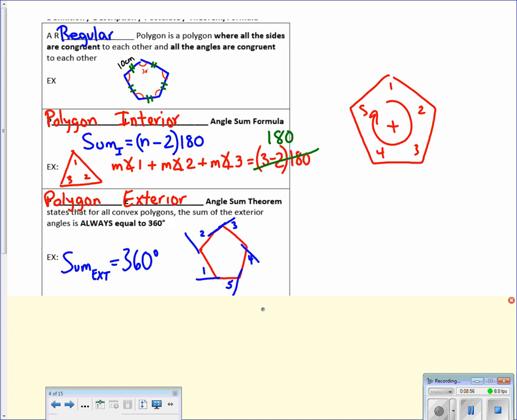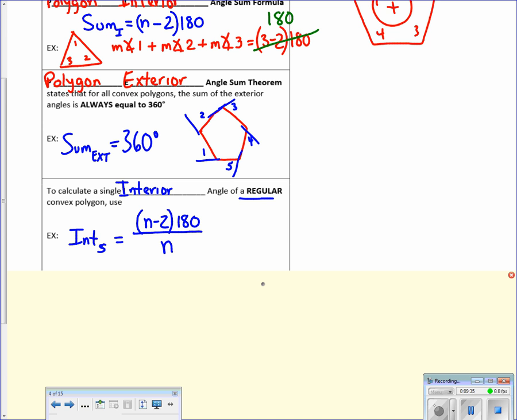Now the polygon exterior angle sum theorem is much easier. It basically says this: no matter how many sides this thing has, it doesn't matter if it has 21 sides, the exterior angles are going to add up to 360 degrees every single time. The sum of the interior angles changes with the number of sides. That's the definition we just talked about. The interior angles add up to something different each time depending on the number of sides. However, the exterior angles all add up to 360 degrees.